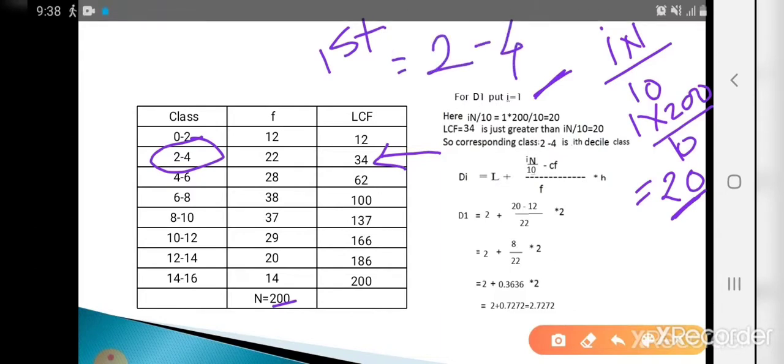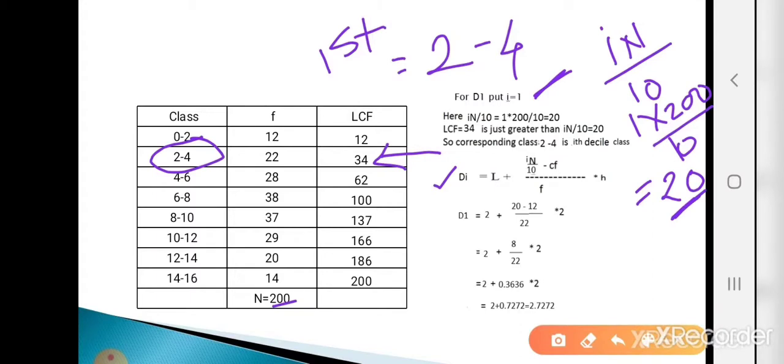Now here the formula is Di is equal to L plus (iN divided by 10 minus CF) upon F into H. Now just put i is equal to 1. So D1 is equal to, what is the value of L? L is the lower limit of the first decile class. So the lower limit of the first decile class is 2. Then iN divided by 10 value is 20. Now CF. CF is the LCF value before the first decile class. So here the LCF value before the decile class is 12. So put the value 12.